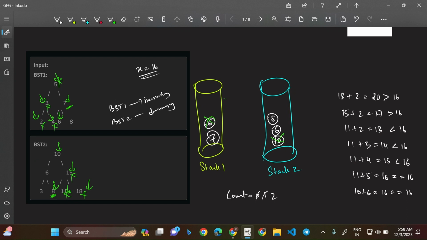Okay. So you're on this particular 8 now, and we are on 7. So now we'll be checking the sum. So what is the sum? 8 plus 7 is equal to 15, and that turned out to be less than 16. If that turns out to be less than 16, what you need to do? You need to increase the BST. You need to go for the next element.